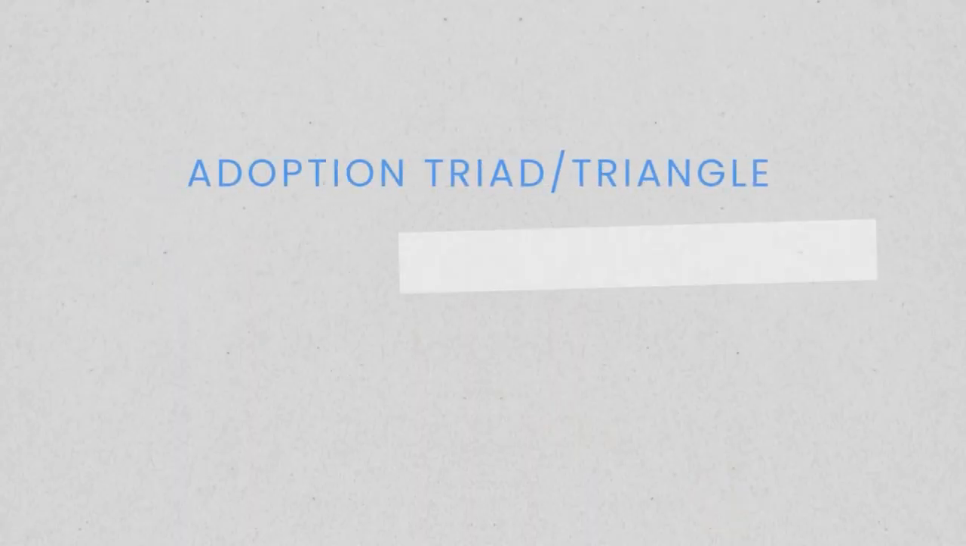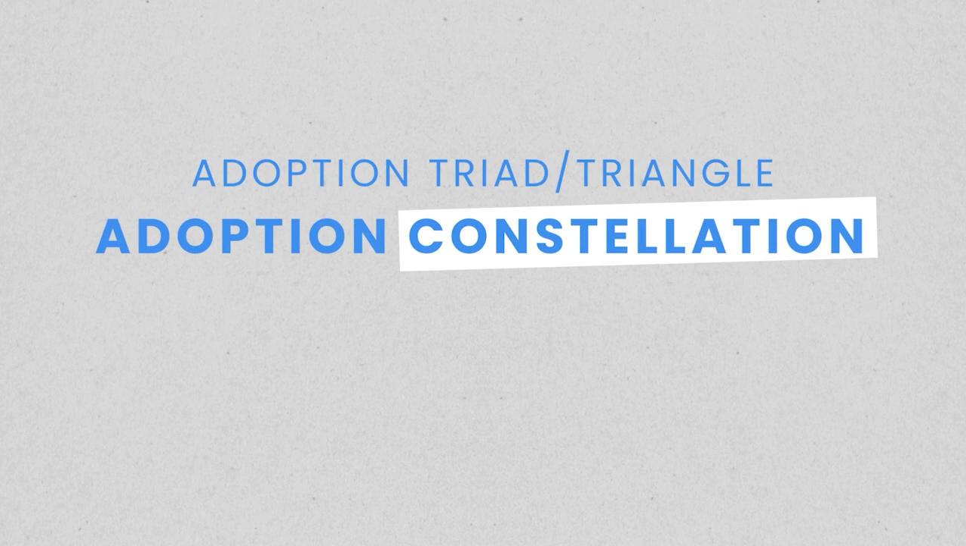This one's interesting: adoption triad versus adoption triangle. I feel it's adoption constellation versus adoption triad or adoption triangle. The triangle or the triad infers that there's only the birth family, the adopting family, and the child, and that's simply not true. There is other extended birth family, and there is other extended adopting family in addition. So it's really more of an adoption constellation versus the triangle.